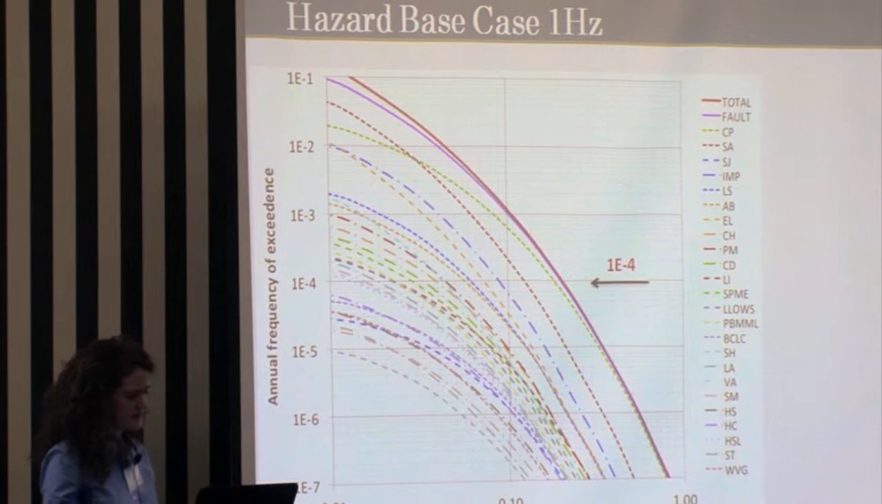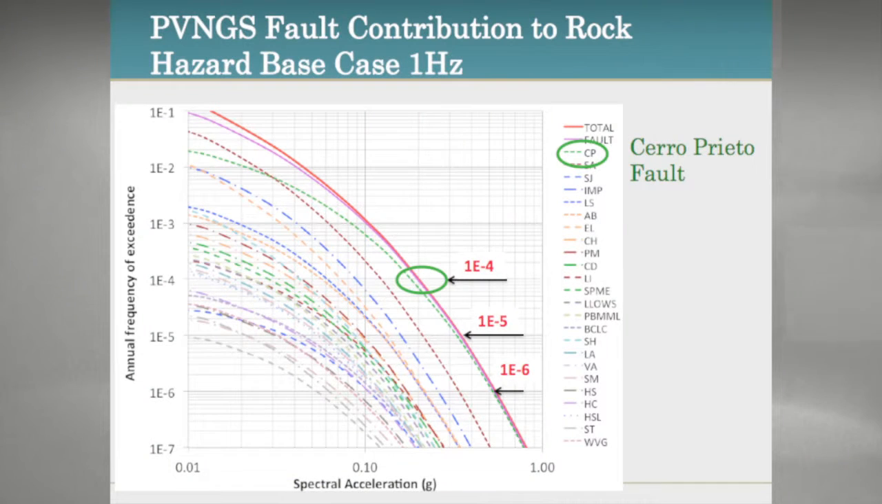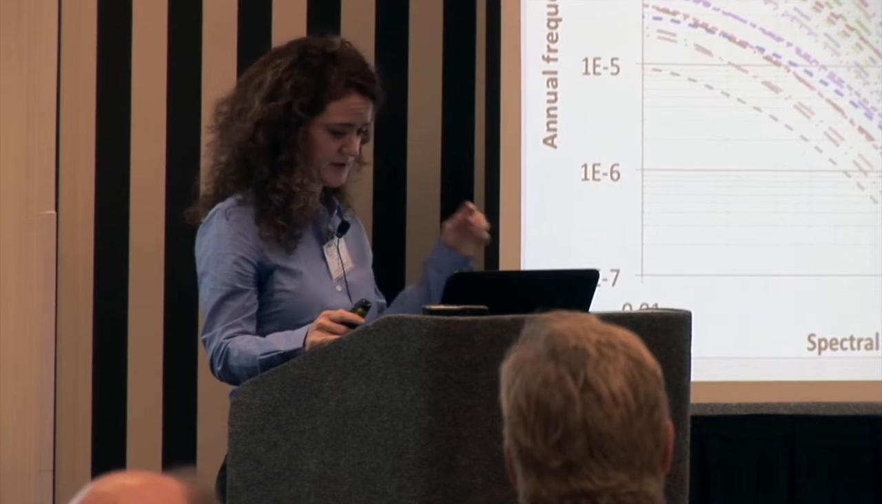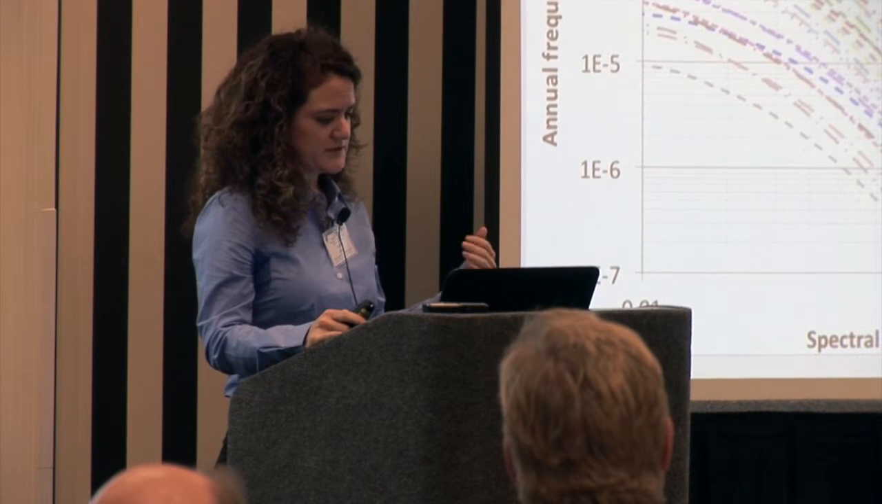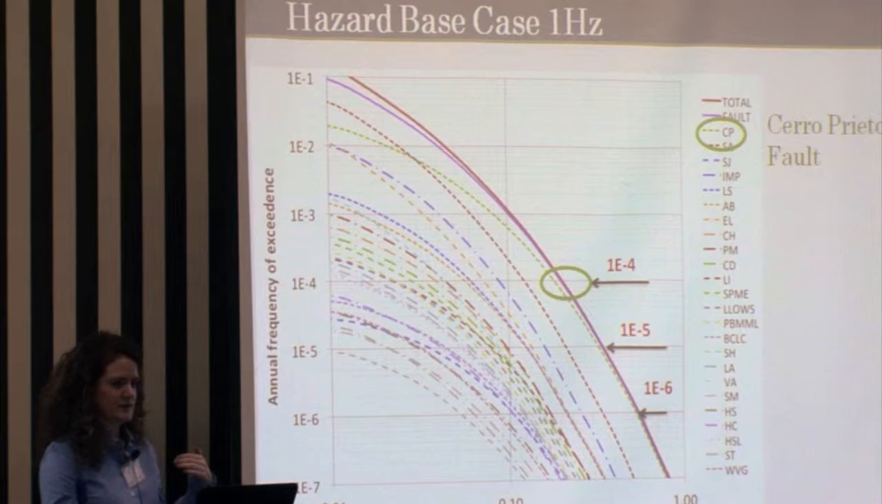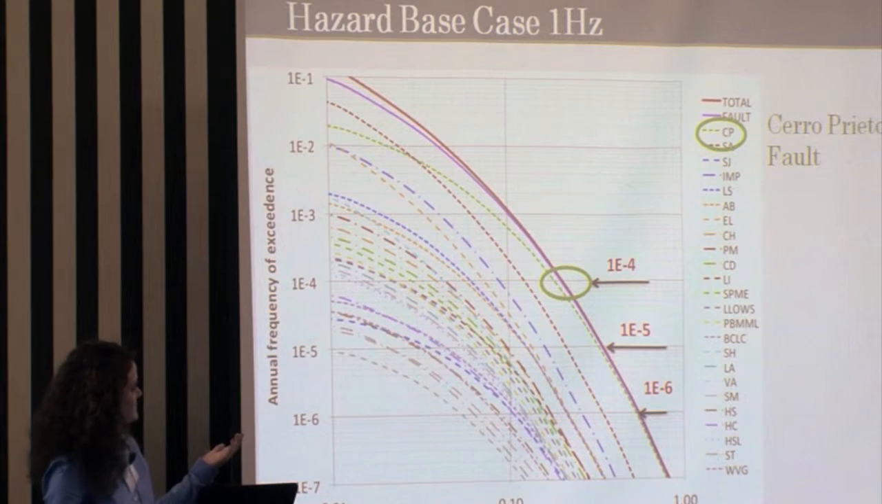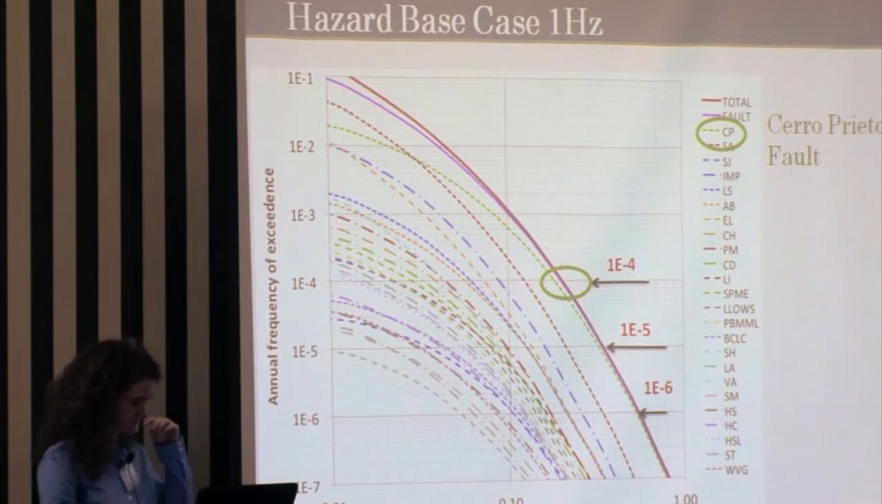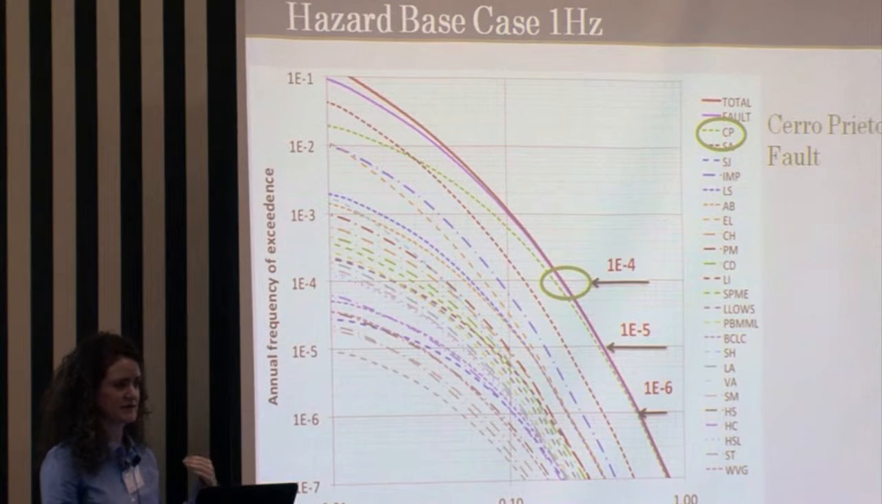And if you look at 10 to the minus 4, the major contributor is the Sierra Prieto fault. And that occurs also from 10 to the minus 5 to 10 to the minus 6. So at 1 hertz, you can see that Sierra Prieto is the predominant source contributor. So now what I'd like to do is put these results of the source contributions into context with the results that I'll be showing for the hazard sensitivity.